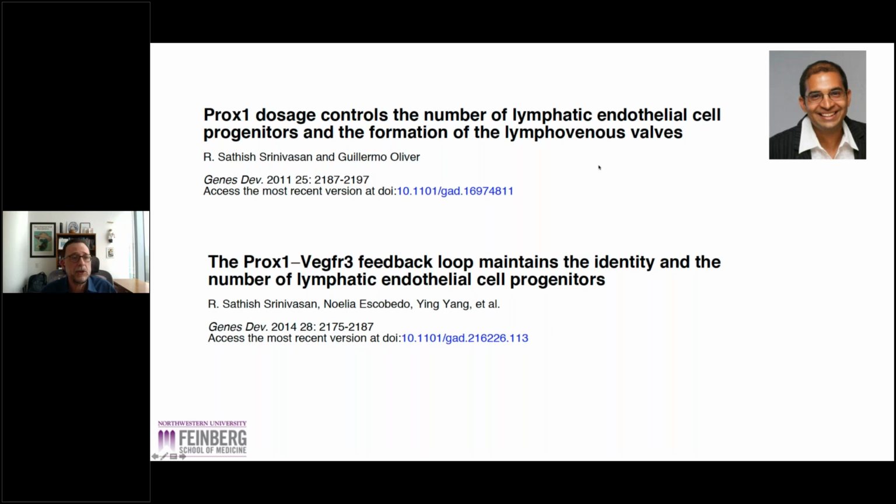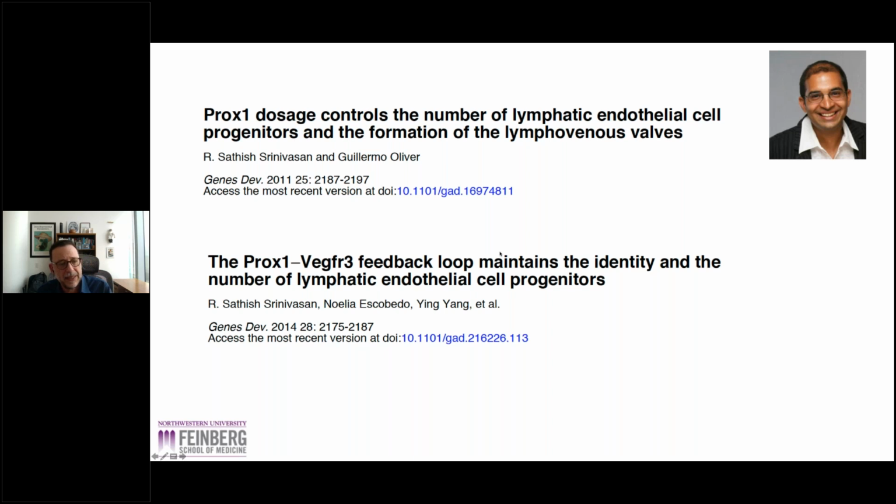basically first that Prox dosage really controls the number of lymphatic progenitors in the vein, and also the formation of the lymphovenous valve that he nicely characterized. He showed that a subpopulation of those Prox-expressing cells don't leave the vein and give rise to the lymphovenous valve, and he continued that in his own lab. But this is, for what I was just telling you, probably the most important aspect.